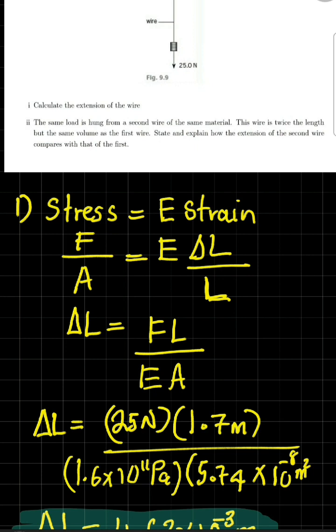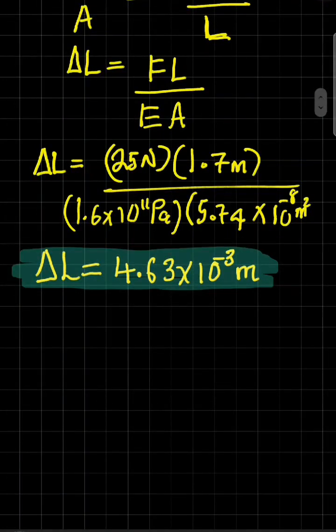So they're saying the second wire is twice the length of the first wire, but both wires have the same volume. Now I want us to visualize this so that we understand better what is being said here. So we have the first wire. Let's say this is our first wire.